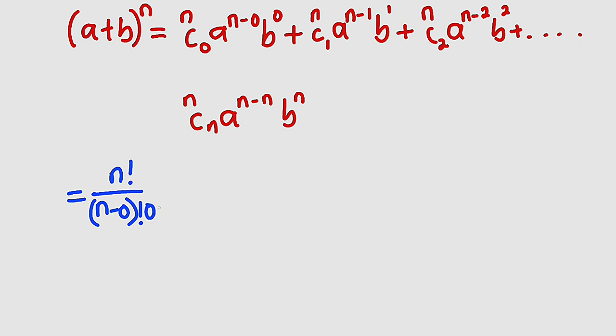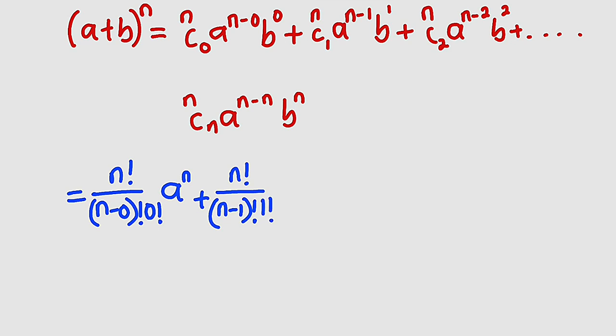factorial, 0 itself factorial. Then you bring the rest of the terms, where we have a to the power of n minus 0, which is the same thing as a to the power of n. Then b to the power of 0 is 1. So we move to the next term, where we have n combination 1, which is n factorial, right, divided by n minus 1 factorial, then 1 factorial.